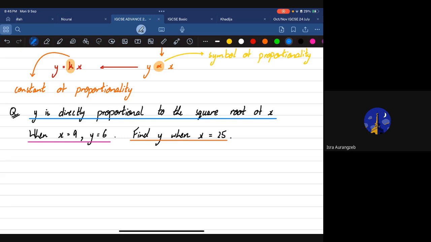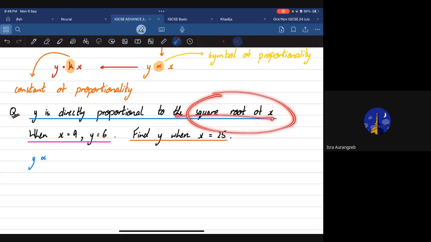First and foremost, you need to interpret what the question is saying. Y is directly proportional to the square root of x. What does that mean? Who can tell me? Anyone? Raneem, can you tell me? Forget about everything else. I want you to tell me what this means: square root of x.